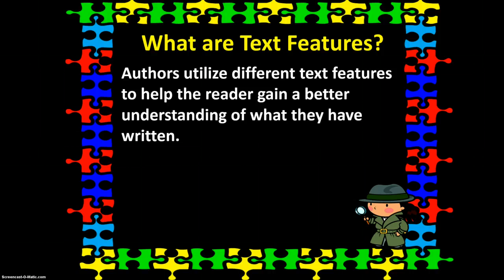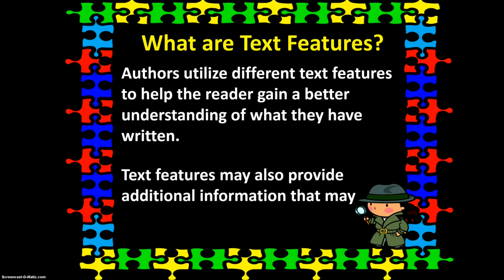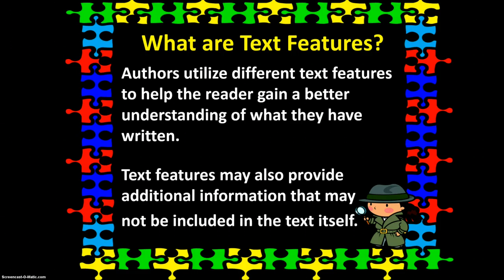Writers and authors use different text features to help the reader gain a better understanding of what they have written. Text features may also provide additional information that may not be included in the text itself. So you may read something and look at a text feature and get a better understanding of what you have just read. They make the reading a little bit easier for you, and they make understanding the information in the writing easier. So it's definitely worthwhile to look at them and learn about them.